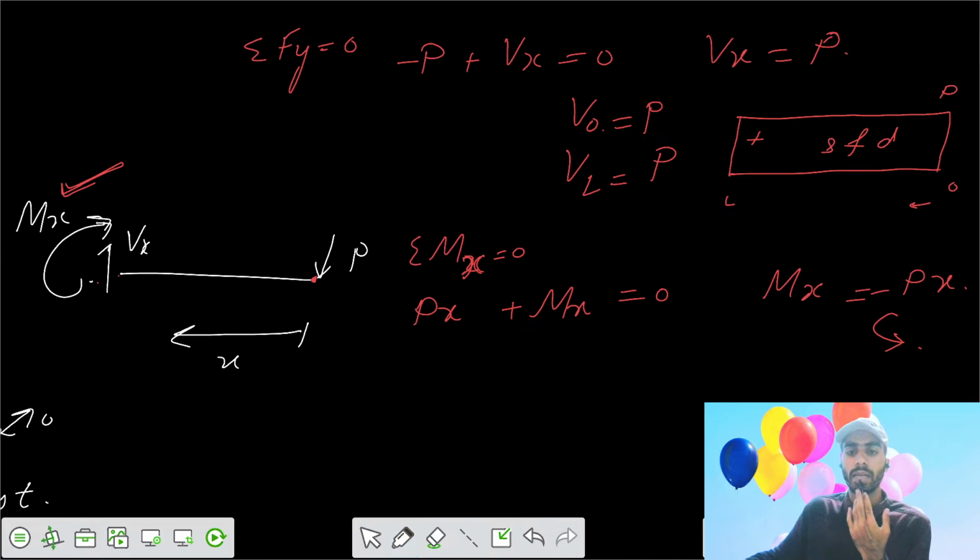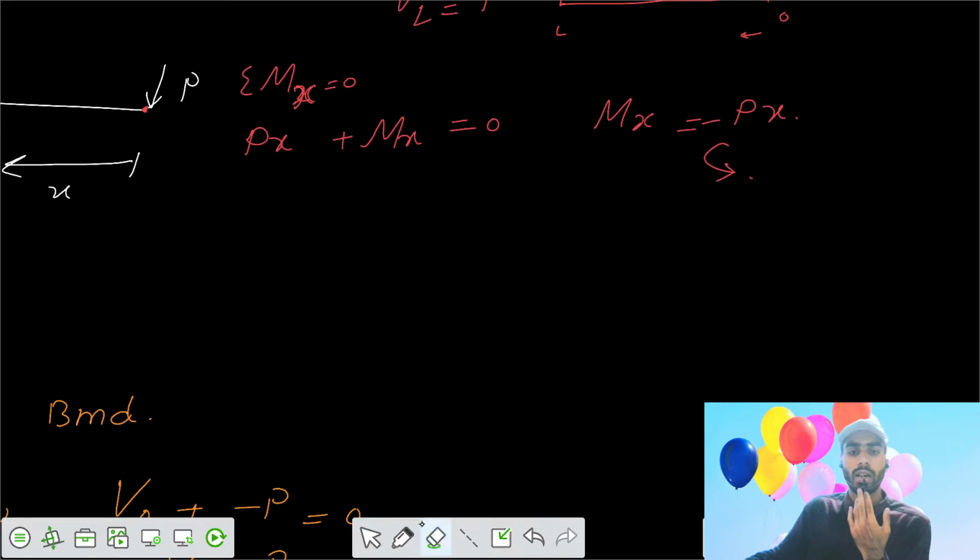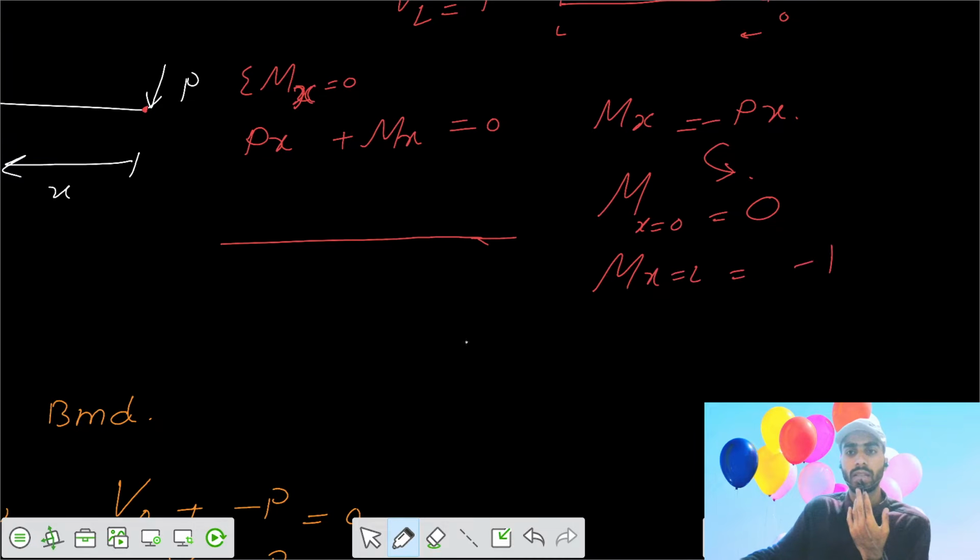So if we plot the variation, if you have a reference line, we can have moment at x equals 0 equals 0, and moment at x equals L equals minus PL. So we have here 0, and here minus PL. So we can connect them by a straight line.